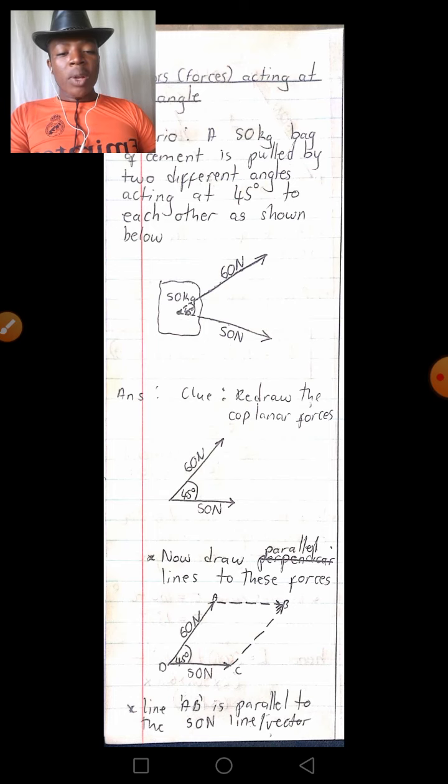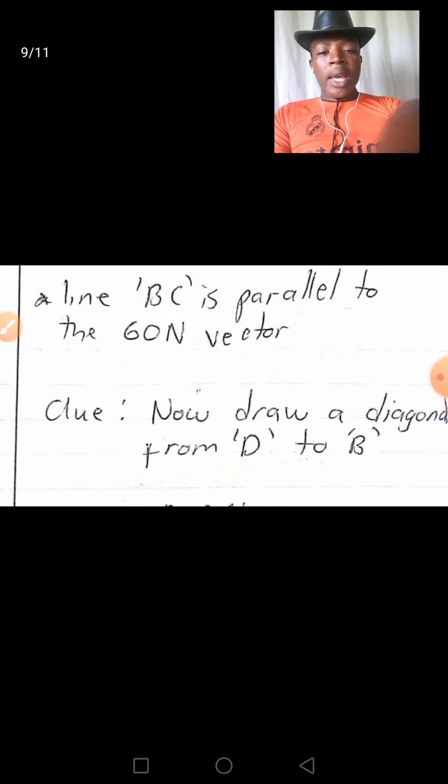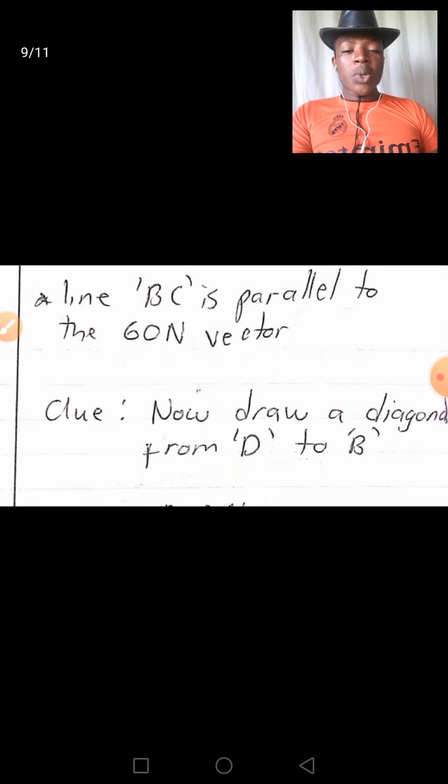Now you draw parallel lines to these forces, right? The force OA and the force OC. Draw parallel lines to them. Line AB is parallel to the 50 newton line or vector. Line BC is parallel to the 60 newton vector.